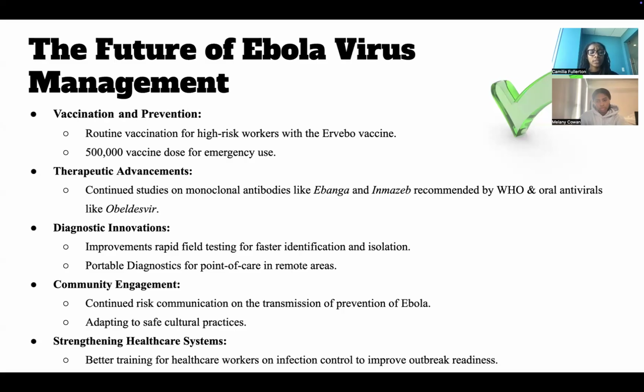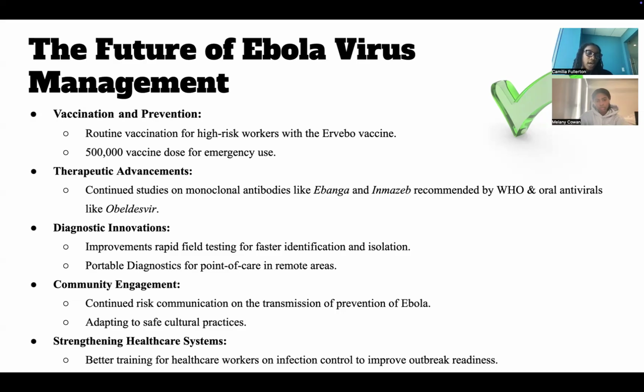And so we have diagnostic innovations: improvements in rapid field testing for faster identification and isolation, and portable diagnostics for point of care in remote areas. So for people like the NGOs, the people who go into these areas and actually find these people and try to help them in the best possible way, they would be given the equipment to be able to help them in these remote areas instead of having their hands tied because they don't have the right equipment.